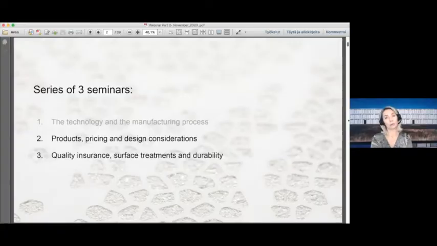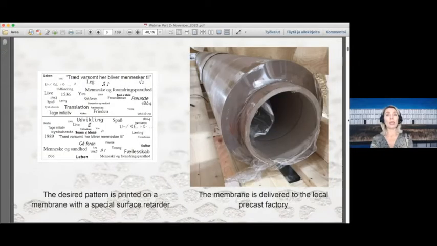And today we're going to go into part two. In the first part, we learned about the technology and how to manufacture graphic concrete. And today we're going to learn about products, pricing, and what you need to know when you start designing your graphic concrete. I think in order to have everybody on board, I'm going to back up a little bit and just explain to you the technology and the technique so you can follow this presentation better.